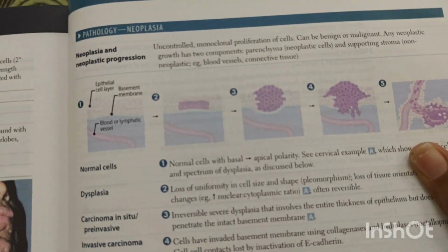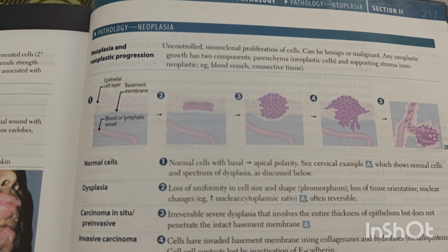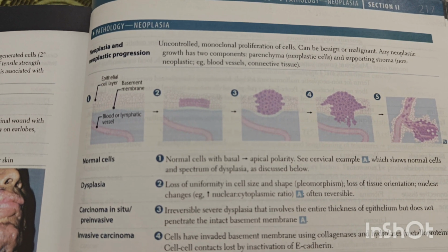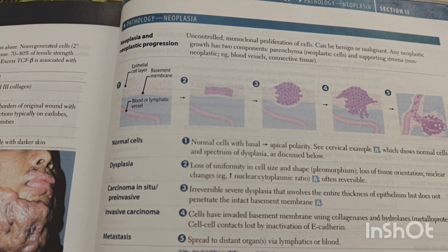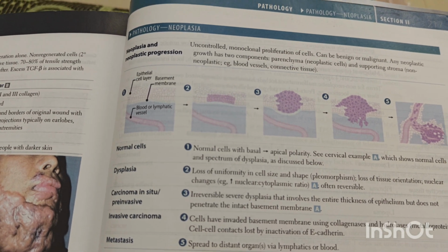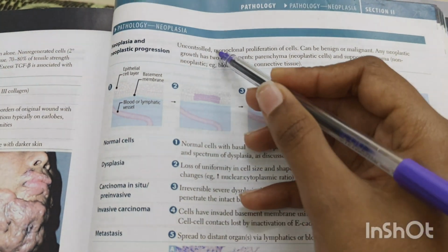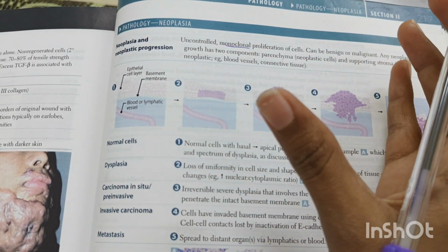Now welcome to neoplasia. So what is neoplasia? In the name itself you can see neo means new, plasia means growth, new cell growth. So new cell growth, but it is uncontrolled, irreversible and monoclonal. You need to understand this term monoclonal very well. What is monoclonal? One parent is giving rise to many daughters.